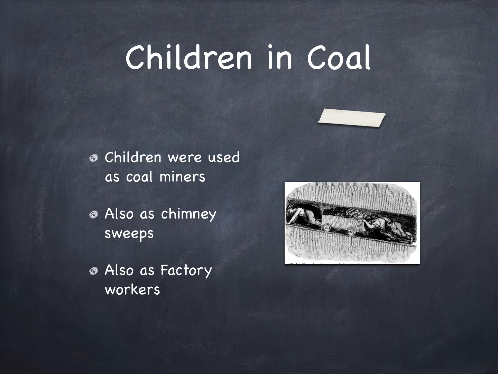Children were used as coal miners because they were small and could fit in the shafts. They were also used as chimney sweeps. A lot of times, people wouldn't be able to take care of their kids, and they would be orphaned, not because their parents died, but because they were abandoned. A lot of these orphanages were overrun. Sad to say, chimney sweeps would go and quote unquote adopt children to clean their chimneys for them because they could fit down the chimneys.